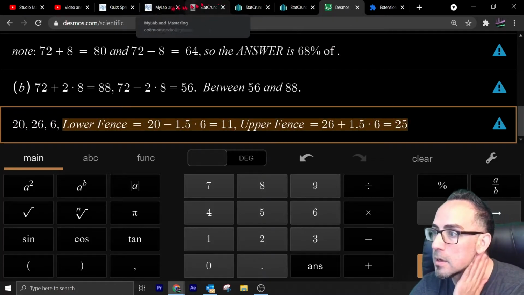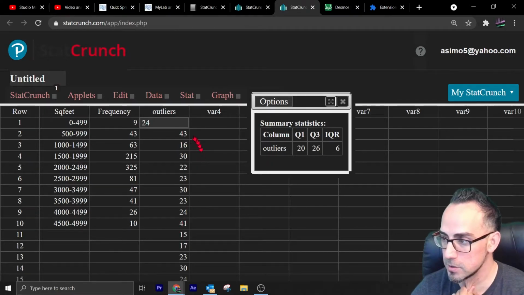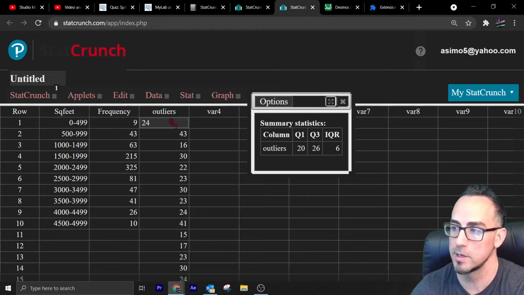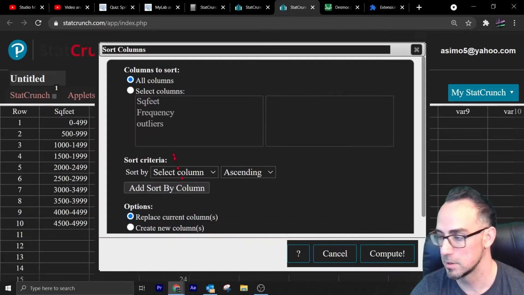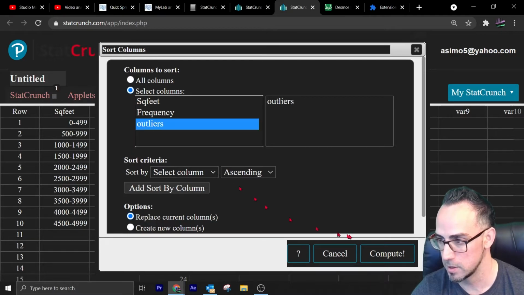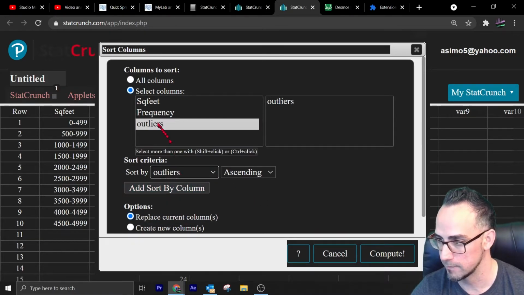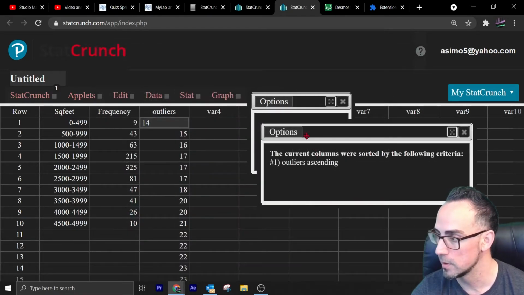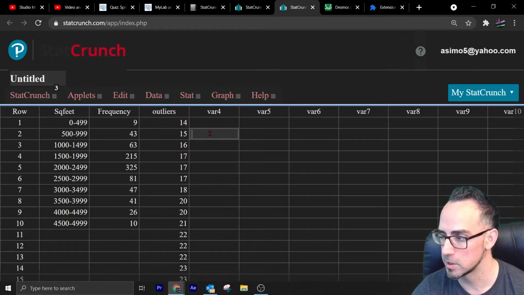Okay, let's see. How do we identify our outliers? Is this data in order? Ooh, it's not in order. I get to do something cool. I'm going to sort the data. So I'm gonna go to data. I'll look for sort, and then I'll just pick outliers, select columns, outliers, and I think it wants me to do outliers again. I'm not sure why, but I'll just press compute. Close this. Close this. Look, our data is in order.